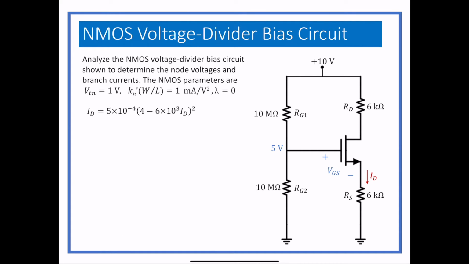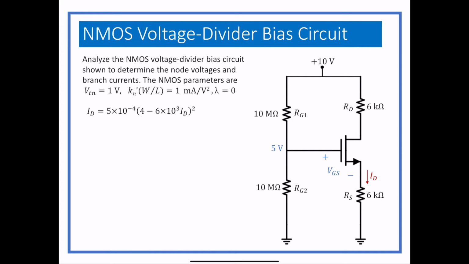So we have this equation. ID is 5 times 10 to the minus 4, and I combined things up a little bit. I took Kn prime W over L and divided it by 2 because that's what was called for, and then combined the gate voltage and subtracted the 1 volt for the threshold voltage. So we get 4 times 6,000, or 6 times 10 to the 3 ID. And then we are just going to go through and move things around.